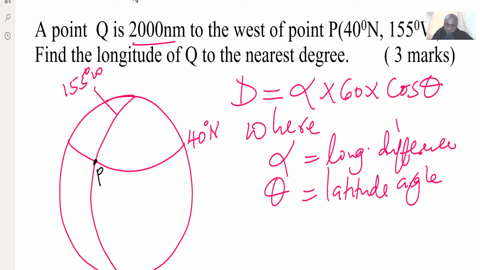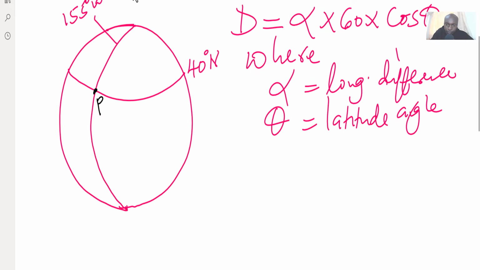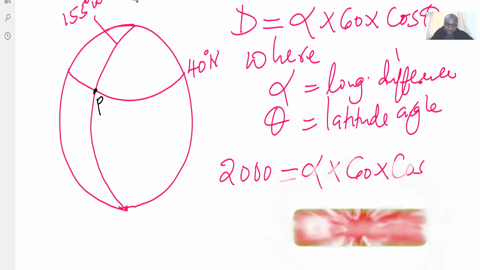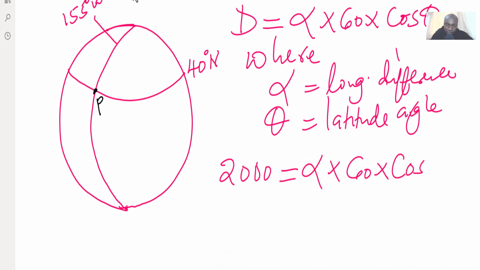So distance, which is 2000, is equal to alpha, which is the longitude difference. That is what we don't have. Since we only have the longitude 155 degrees west, we don't have the longitude for point Q, which is moving to the west, times 60 times the cosine of the latitude angle. The latitude on which these 2 points are lying is 40 degrees. So the latitude angle is 40 degrees.